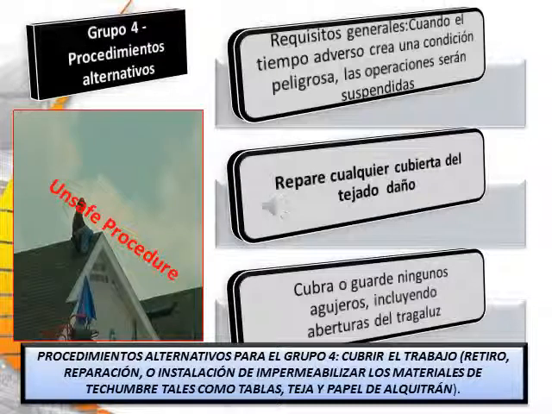General requirements in Group 4 are the same as Groups 1 through 3. When an adverse weather condition creates a hazardous condition, operations will be suspended. They cover repair of any roof deck damage, and you will cover or guard any holes, including skylight openings. Roofing work and material, such as the removal, repair, and installation of weatherproofing roofing materials, such as shingles, tile, and tar paper.